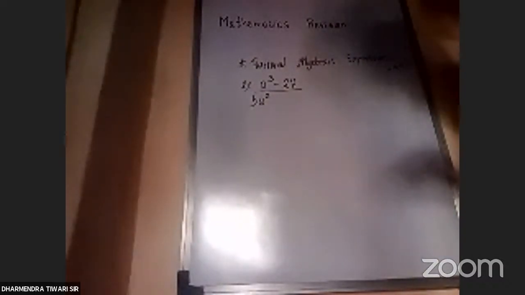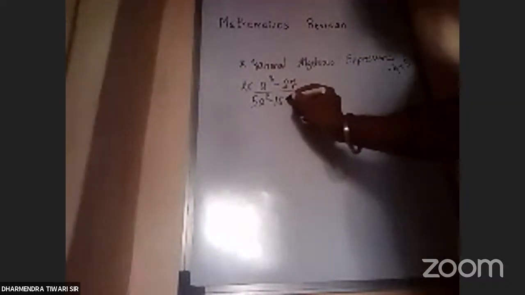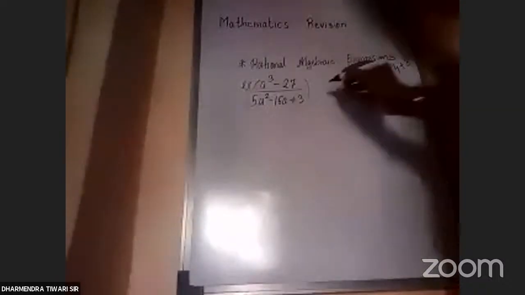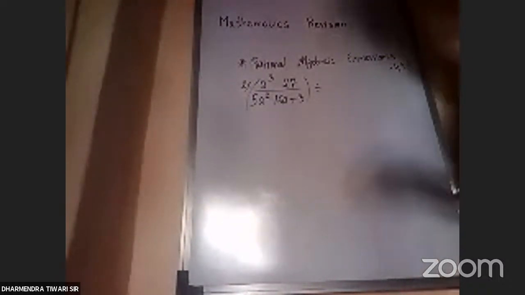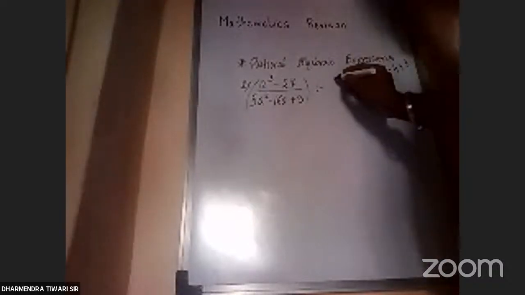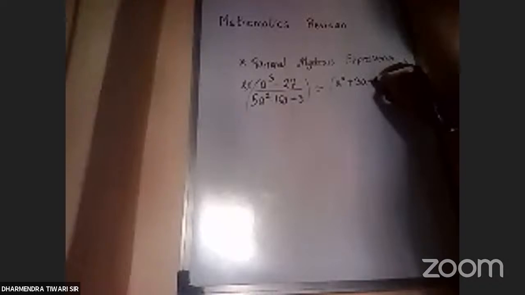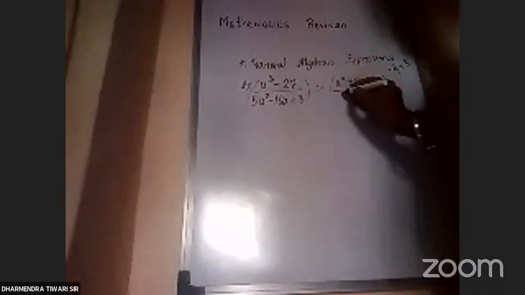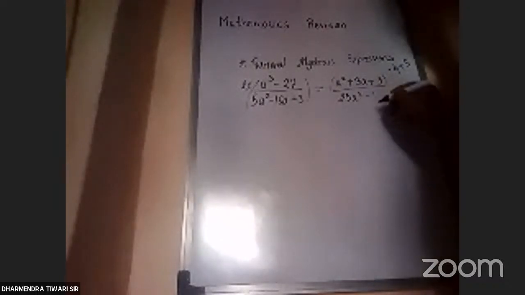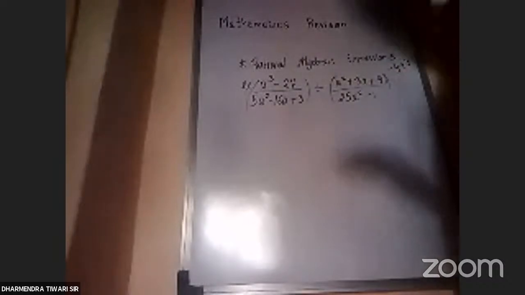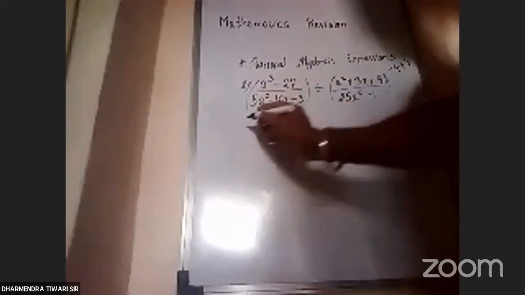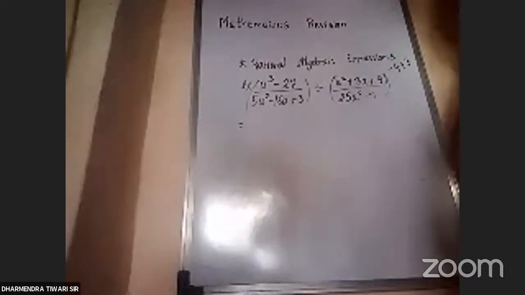5a square minus 16a plus 3, divided by a square plus 3a plus 9, divided by 25a square, into a square minus 1. So first of all, I will clear your idea.